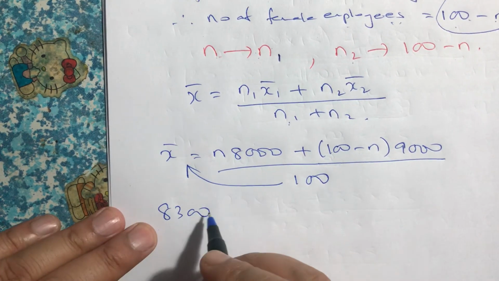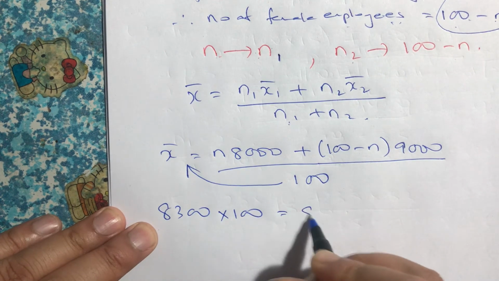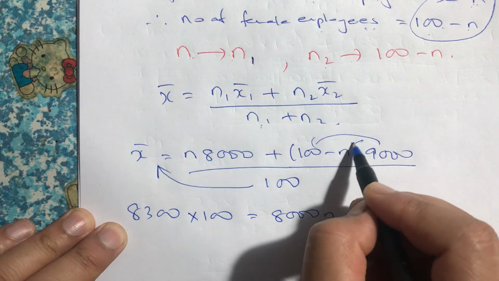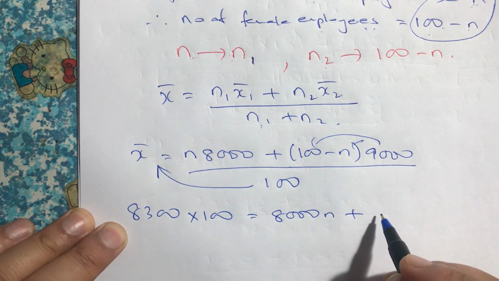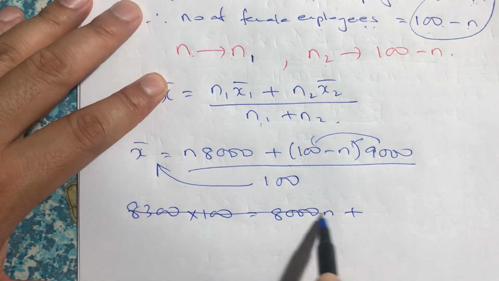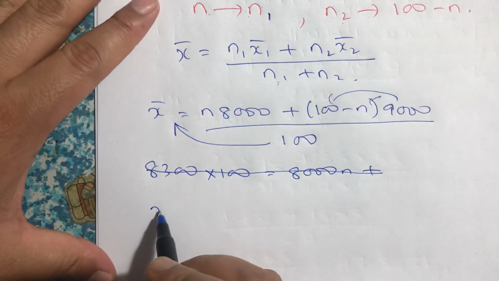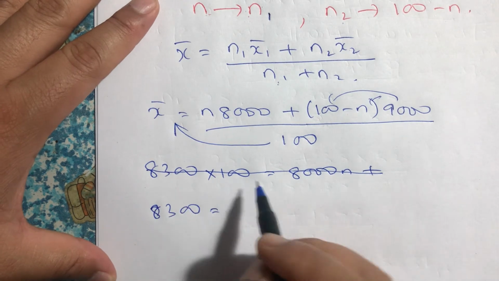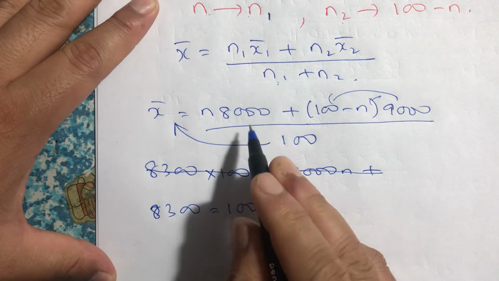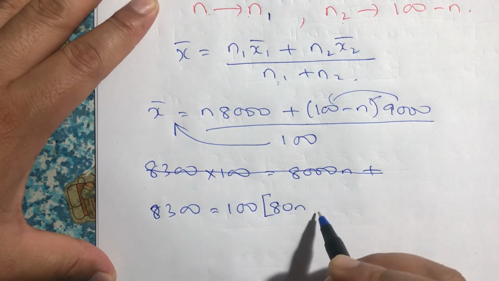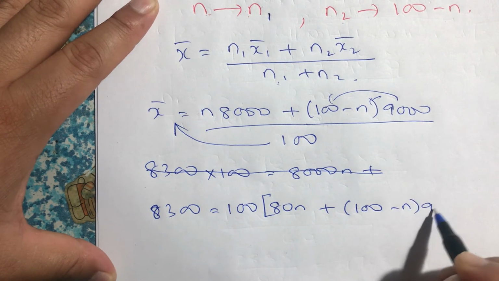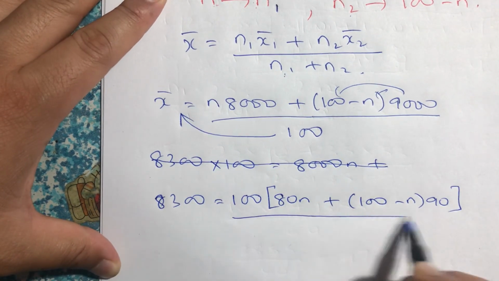This 100 goes up, gets multiplied into 100, is equal to 8,000 n plus, when I open the bracket, what do I get? Rather than this, what we can do is make our sum much more simple. We can write A300 over here. We can take 100 common over here. If I take 100 common from here, I will get 80n, plus I'll get 100 minus n, and I'll get 90.